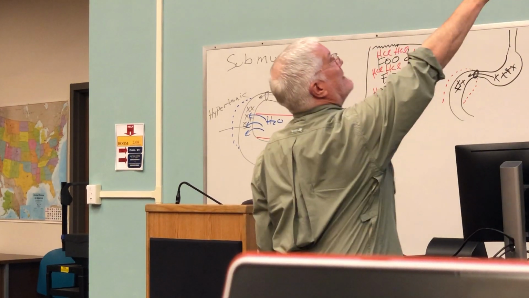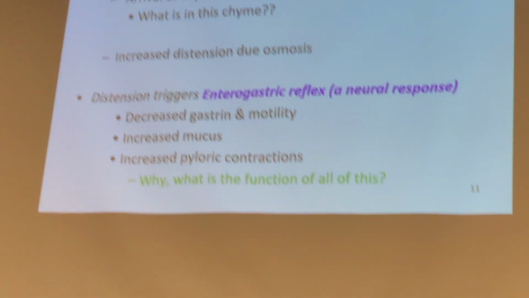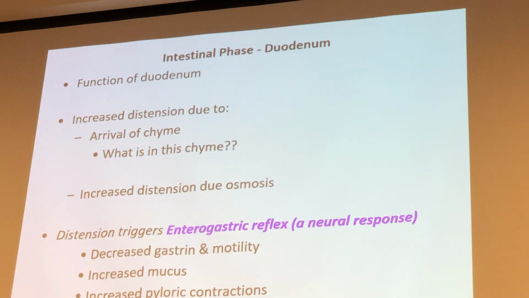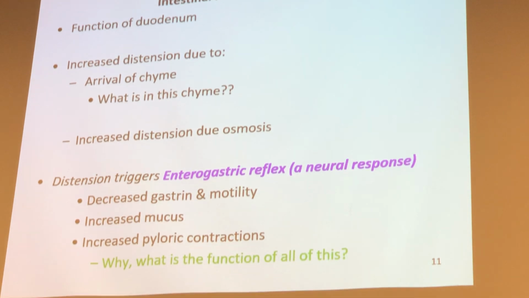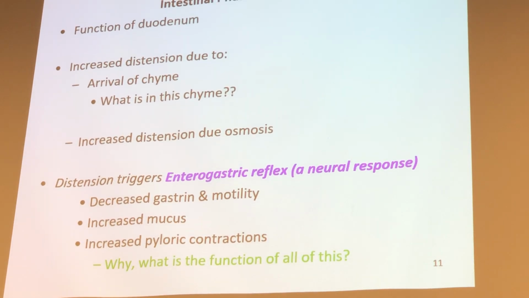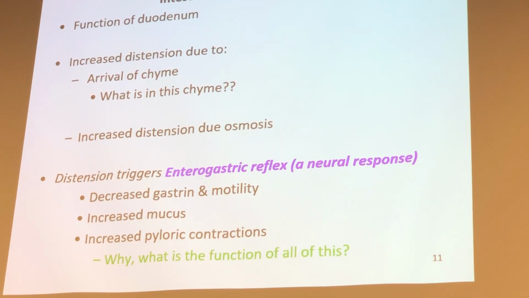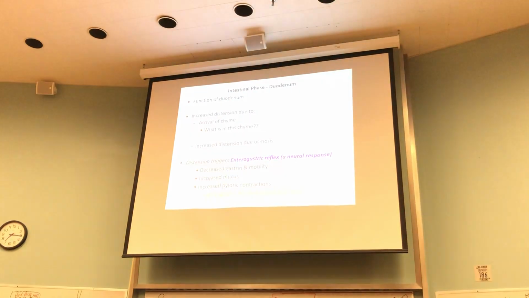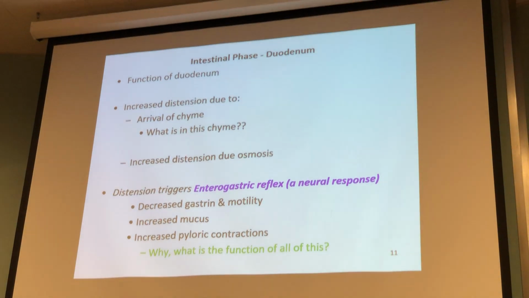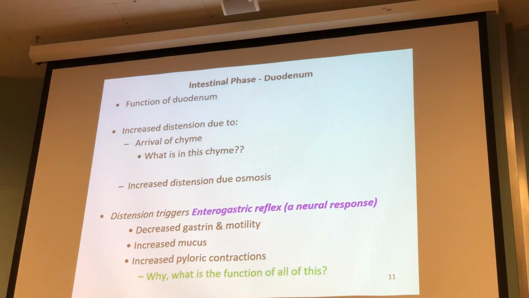All right, put a big star next to this, enterogastric reflex, because there's a chance to screw it up. You guys are all smart enough not to actually screw it up. Look at the name, enterogastric, due to distension of the duodenum. Now, here's why I want you to put a big star next to it.